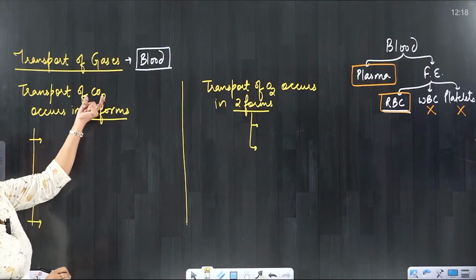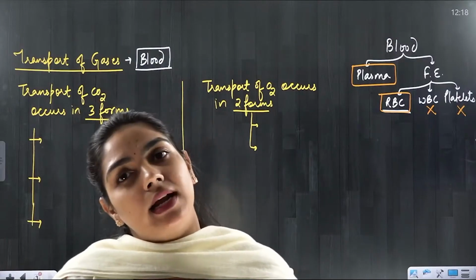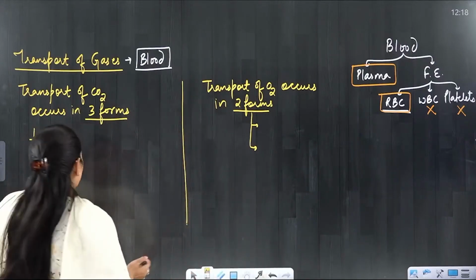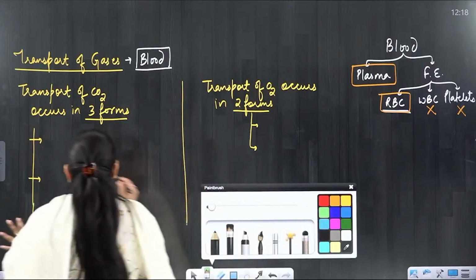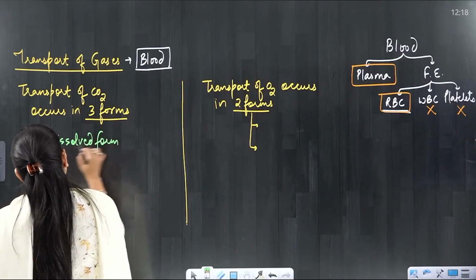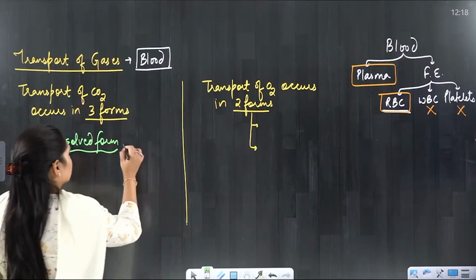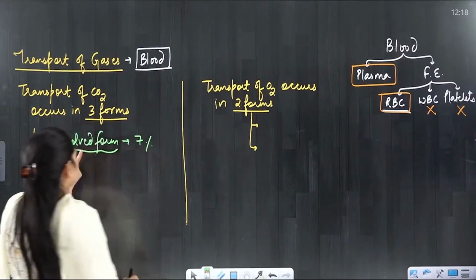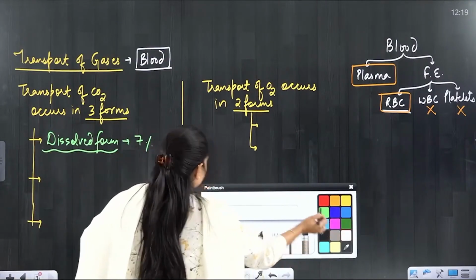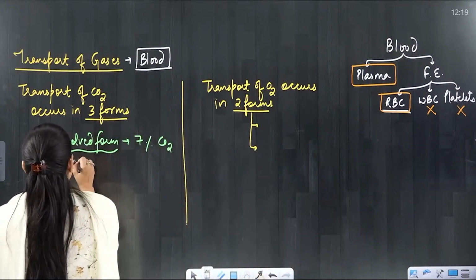First is this CO2 and this oxygen, gases can get dissolved. And what is the fluid part of the blood? Plasma. So, these oxygen and carbon dioxide can get dissolved in the plasma. Okay, so the first form is dissolved form, beta. How much percentage of CO2 travels in the dissolved form? 7%. This dissolved form travels through plasma, beta.